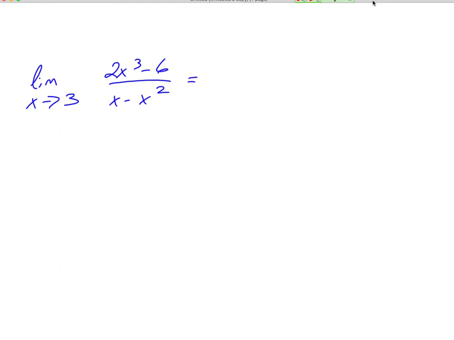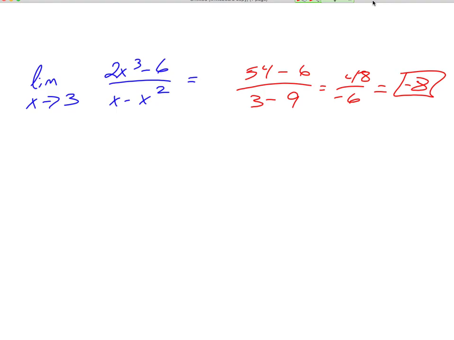If we are finding the limit of a function algebraically, the number one rule in finding a limit is plug in. So what is it we're going to plug in? 3. So if I plug in 3, 3 cubed is 27. 27 times 2 is 54. Minus 6 on the bottom, that's going to be 3 minus 9. So I end up with 48 over negative 6, which gives me negative 8. And negative 8 is my limit.